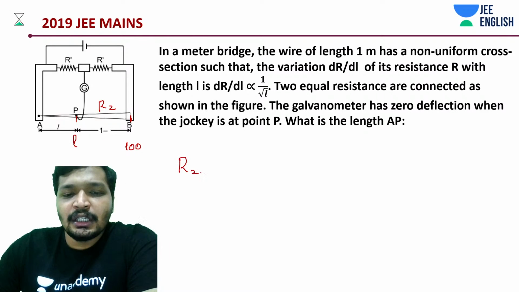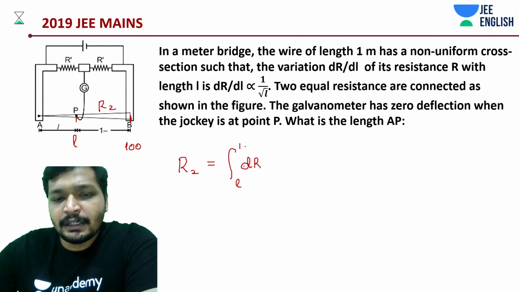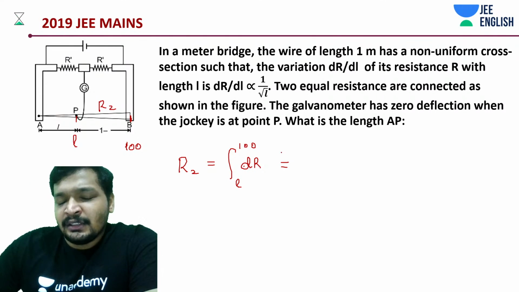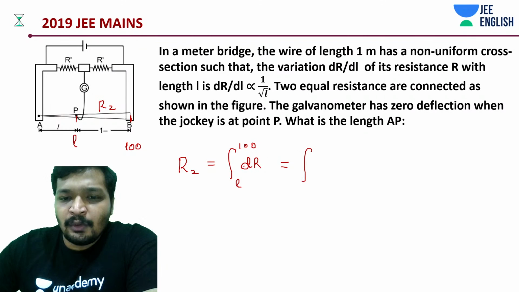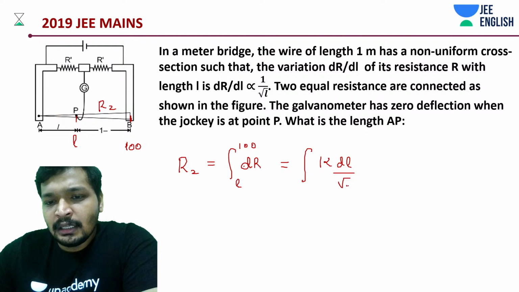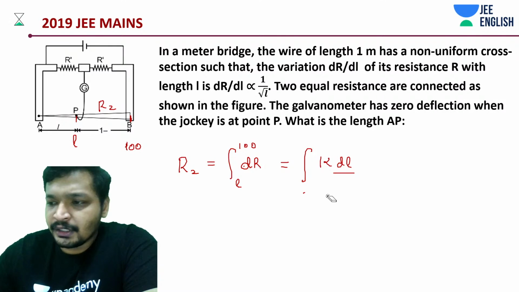R2 is how much? Integration of that function, dr function, from where to where? L to that of 100. That is it. 100 centimeters, you're keeping it in centimeters. Okay, and what is that function that we have? We have a function like k into dl by root l, and we just integrated this function. It's not at all a big deal. You know how to integrate this function.